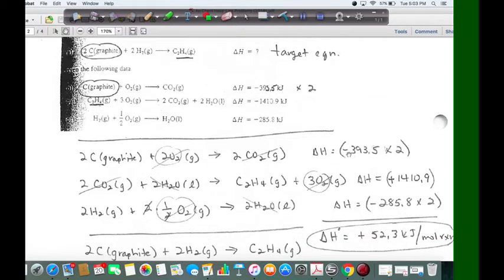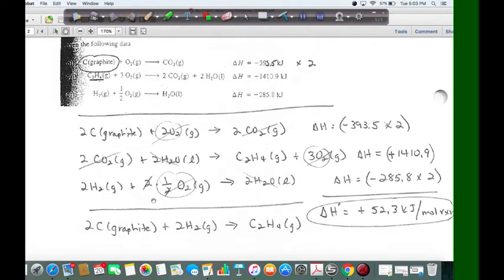So I'm going to keep a running total here. I'm going to add this to this to this to get my total enthalpy. But I want to prove that my equation now matches my target equation. So I can cancel out the CO2, because CO2 is on the right side in one equation, the left side in another. Notice if I add the O2s together, I get 2 plus 1. I have 3 O2s on the left side, and I have a 3O2 there, so I can get rid of all the oxygen. I can cancel out the 2H2O as a liquid.